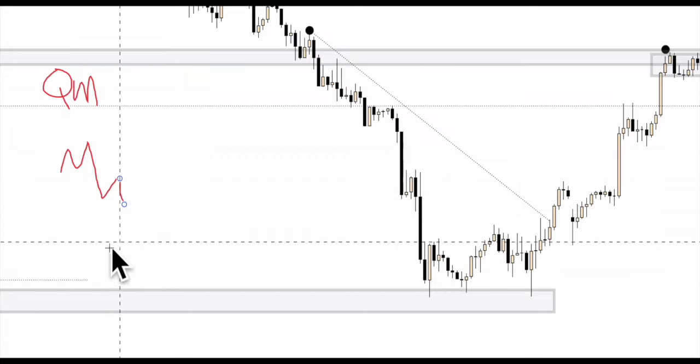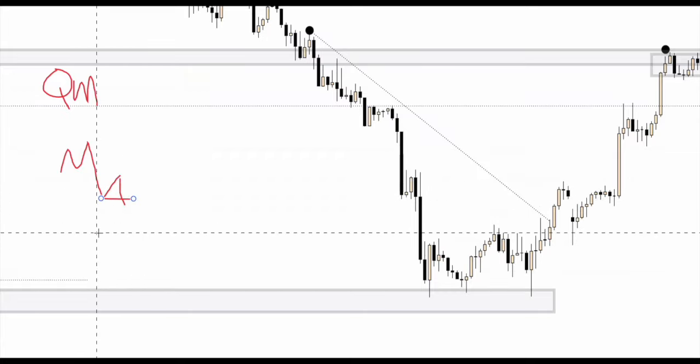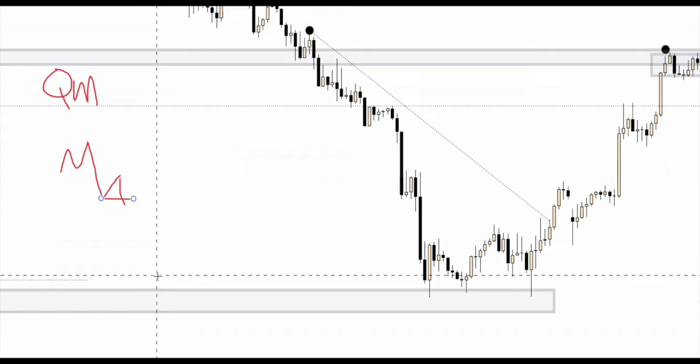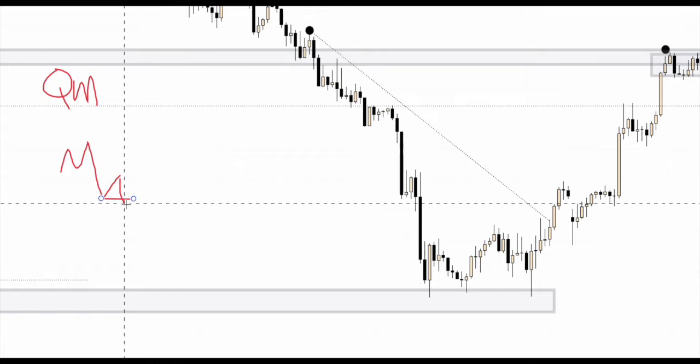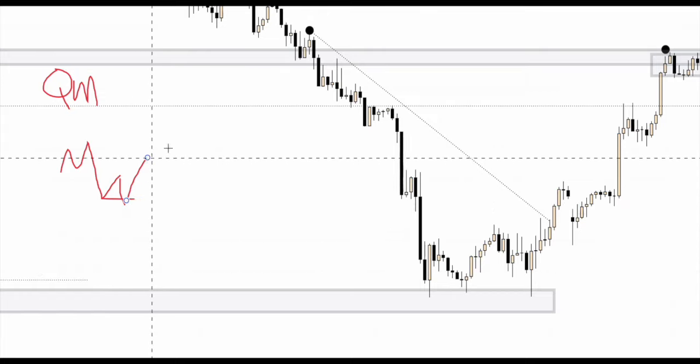So what is our automatic target? It's going to be this low. Take your partials, let the rest go. If maybe it decides to stop you out at break even, okay, cool, that's fine.